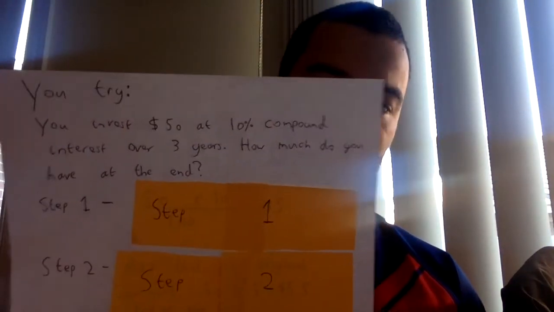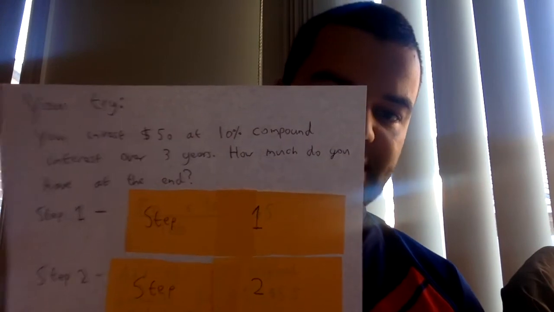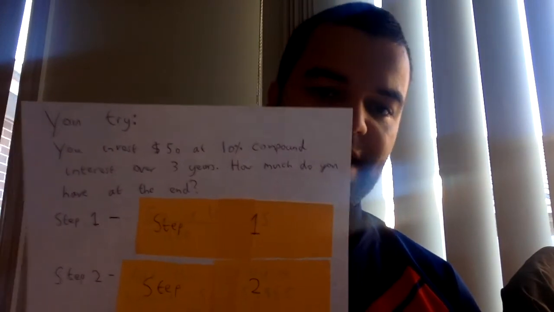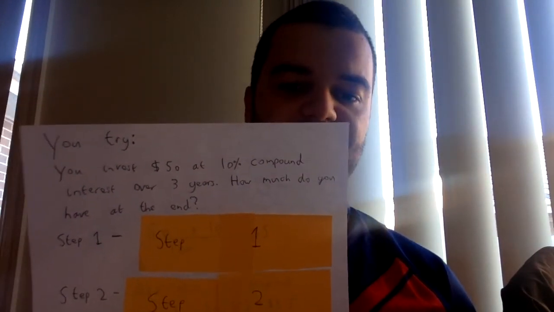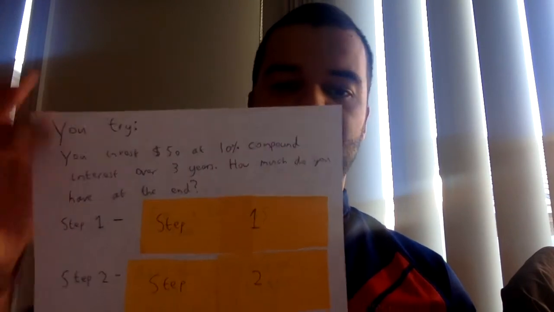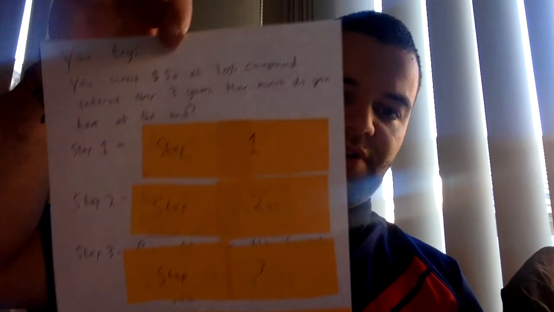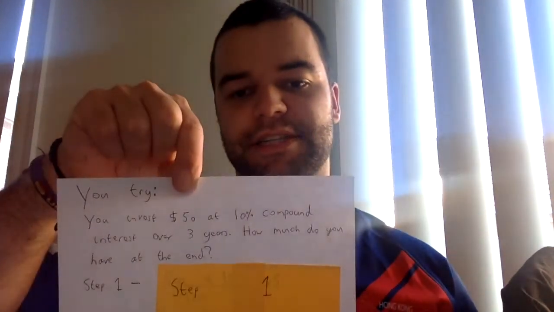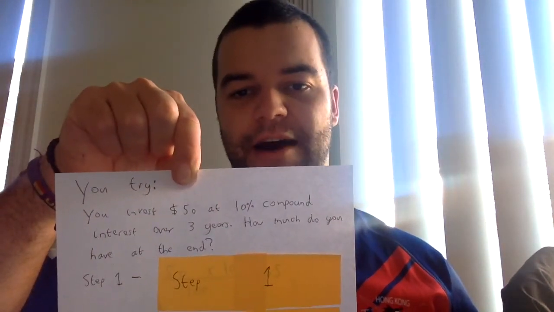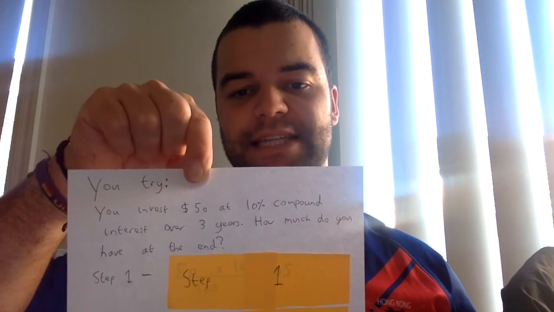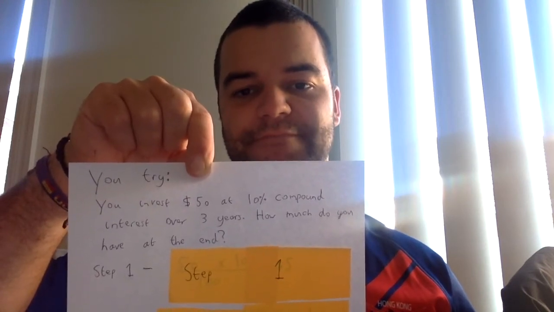And you're going to try that now with doing it for 3 years, okay? So that's the question there. You invest $50 at 10% compound interest over 3 years. How much do you have at the end of those 3 years, okay? And I've summed it up as 6 steps that I'll show you through shortly, but I recommend that you now pause the video and have a go at answering this, and then I'll go through step by step how to answer it, okay?